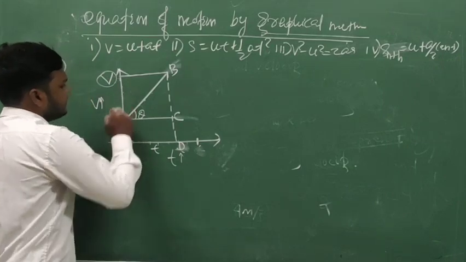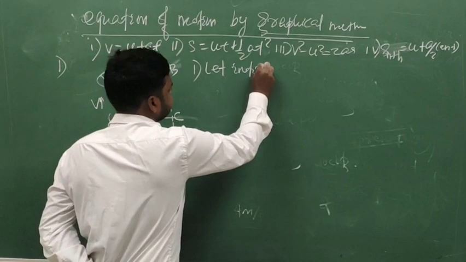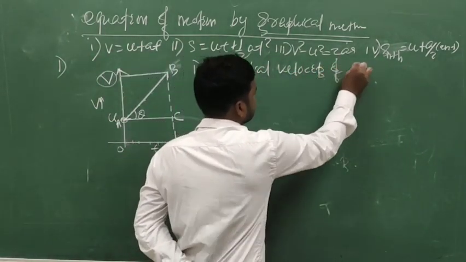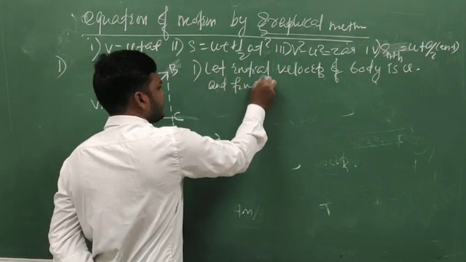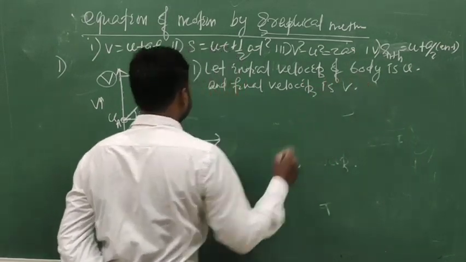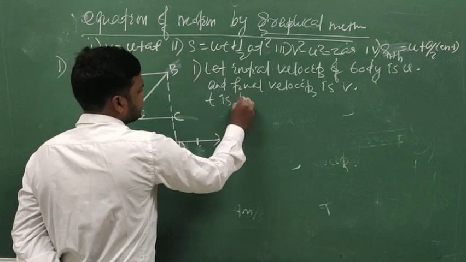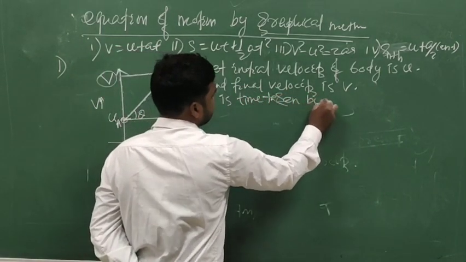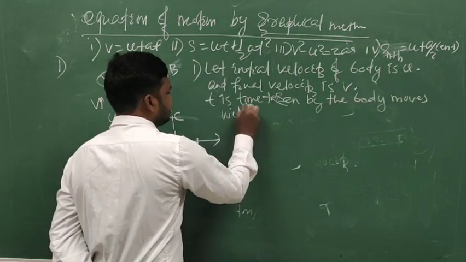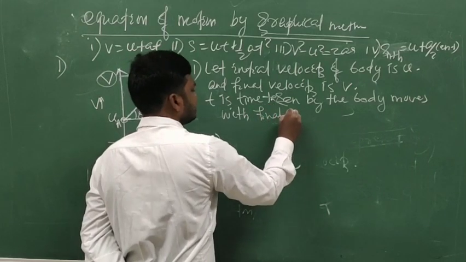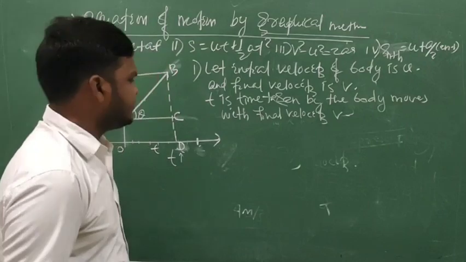Let the initial velocity of the body be u and the final velocity be v. u is the initial velocity and v is the final velocity. Then t is the time taken by the body to move with, or reach, the final velocity.